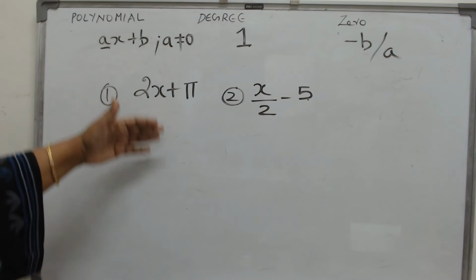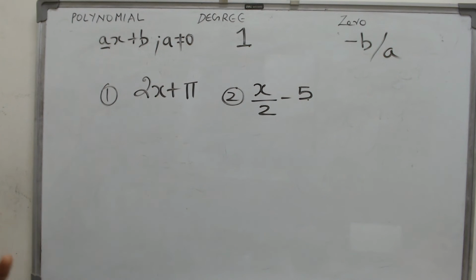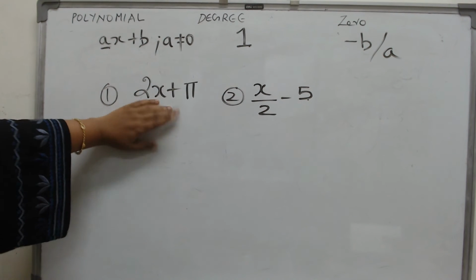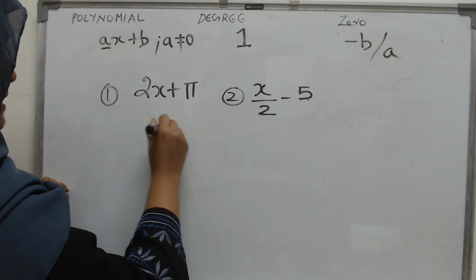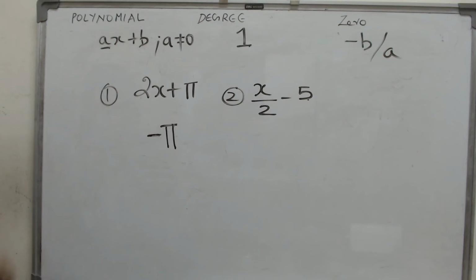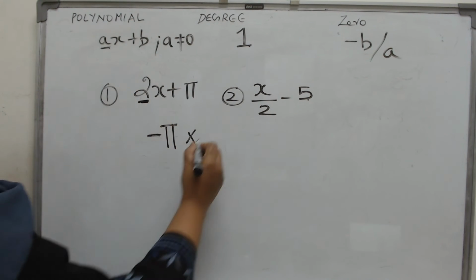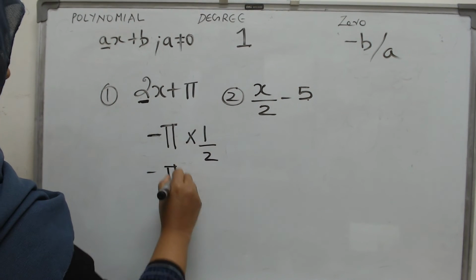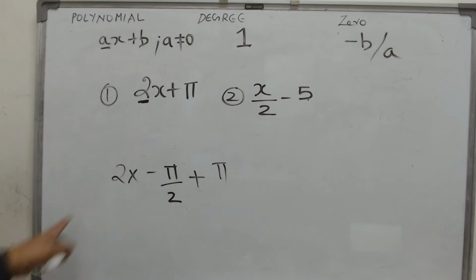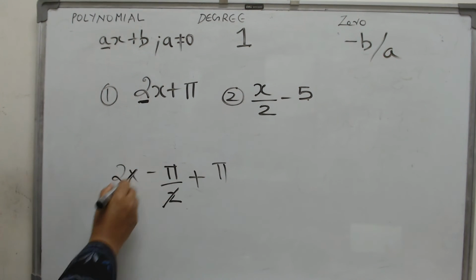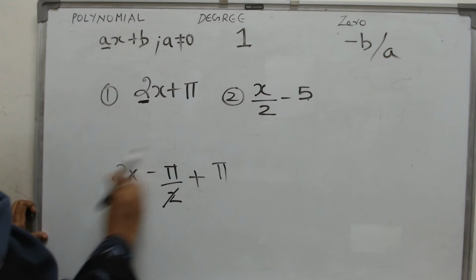So you don't have to go through all the procedure, equal to 0, then transposing, changing the signs. No need for all of that drama. Just look at it and tell me the answer. Negative of the constant term. The constant term is what? It is pi. Its negative is minus pi. And then what? Multiply it with the reciprocal of the coefficient of x, which is 1 by 2. So minus pi by 2 is its root. Is it? Check for yourself. There. 2 and 2 get cancelled, that leaves minus pi plus pi, that is equal to 0. So you have got the correct answer.